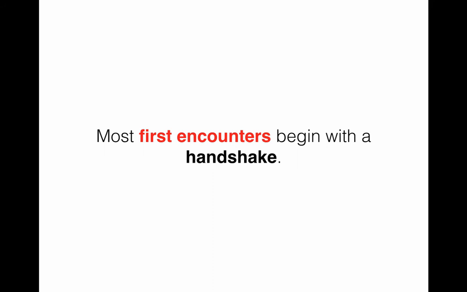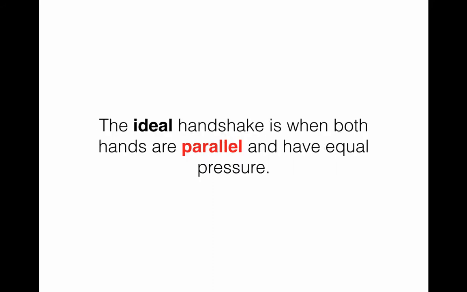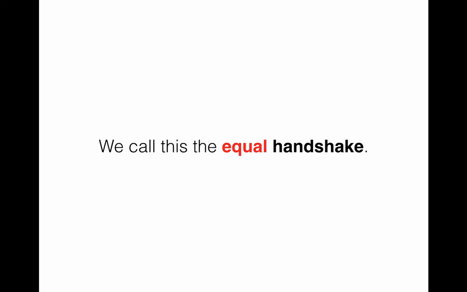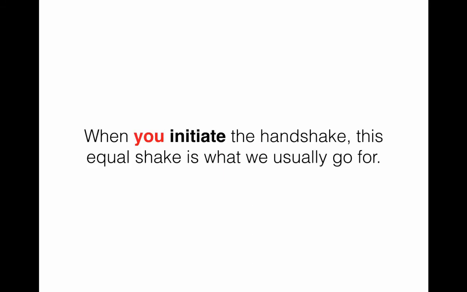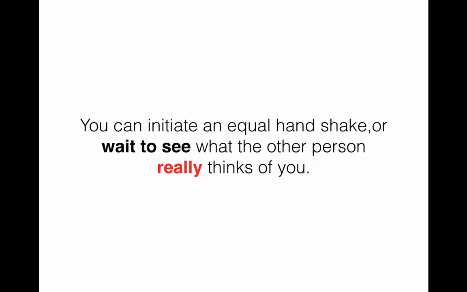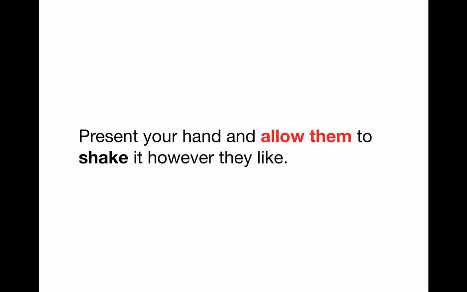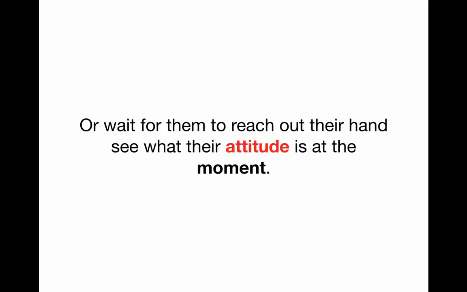Most first encounters begin with a handshake. And the ideal handshake is when both hands are parallel and have equal pressure. We call this an equal handshake. And when you initiate the handshake, this equal shake is what we usually go for. You can initiate an equal handshake, or you can wait and see what the other person really thinks of you. You can present your hand and allow them to shake it however they like, or wait for them to reach out their hand and see what their attitude is at that moment.